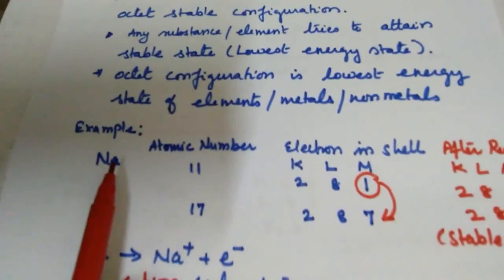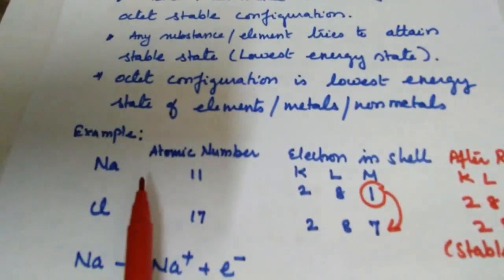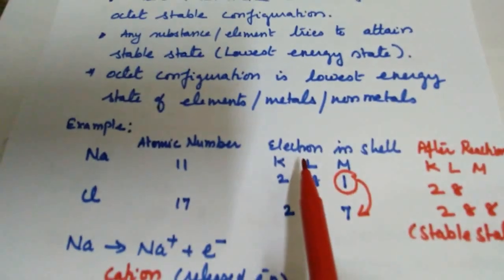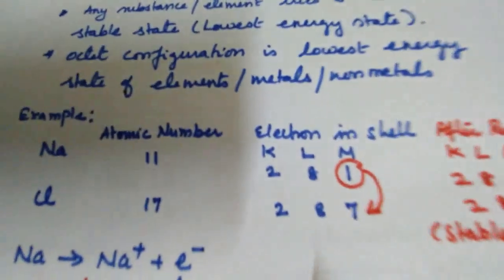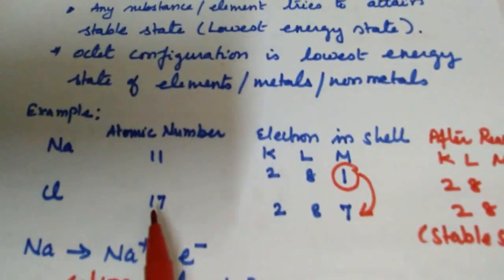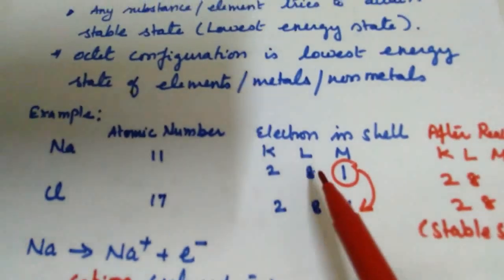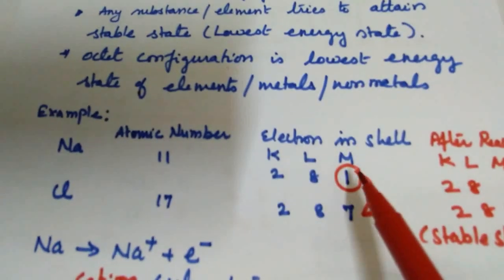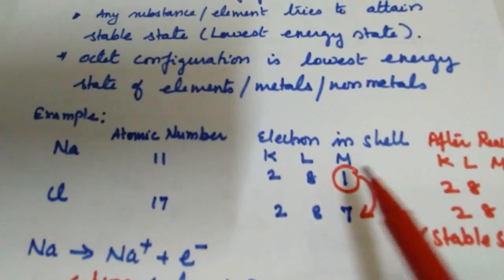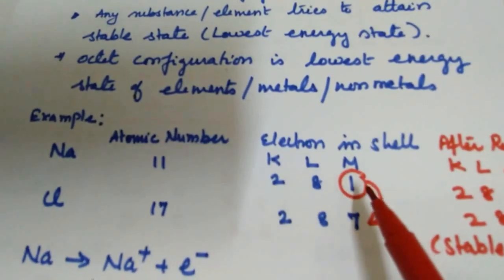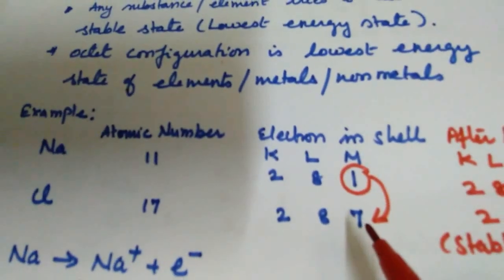Let us take sodium metal and chlorine non-metal. The atomic number of sodium is 11 and its electrons in the K, L, M shells are 2, 8, 1. For chlorine it is 17 and it is 2, 8, 7. See here, to attain the octet configuration, sodium can lose this one electron which is in the M shell. If it loses it, it turns out to be an octet.